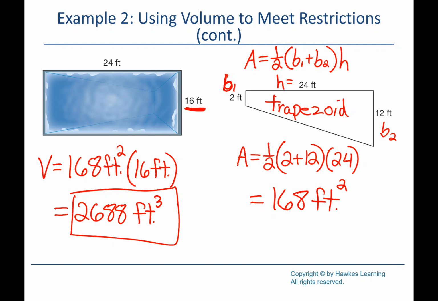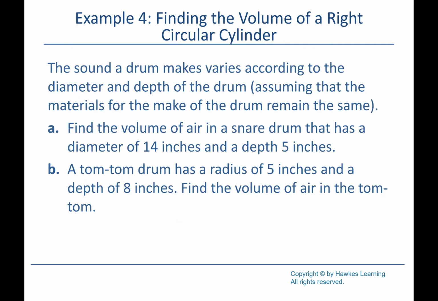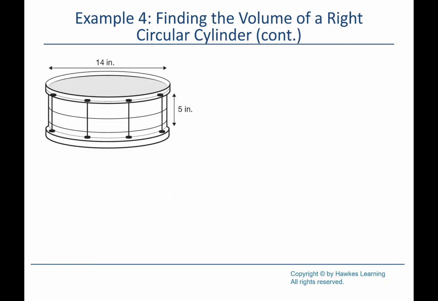All right, let's look at one that's a little controversial if you're a drummer. It says the sound a drum makes varies according to the diameter and depth of the drum. Okay, sort of. Assuming that the materials for the make of the drum remain the same. So what we're going to do on these two, we're going to find the volume of air in two different drums. Part A, a drum that has a diameter of 14 inches and a depth of 5 inches. Okay, so here's our diagram.